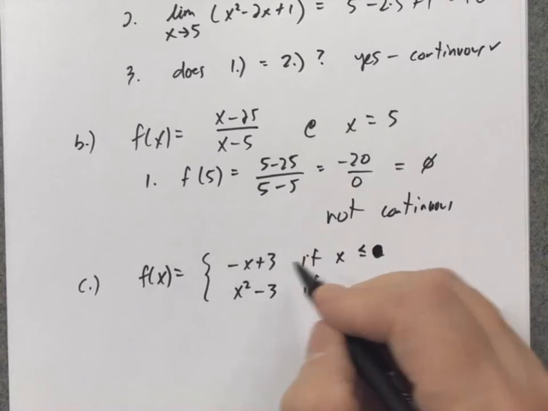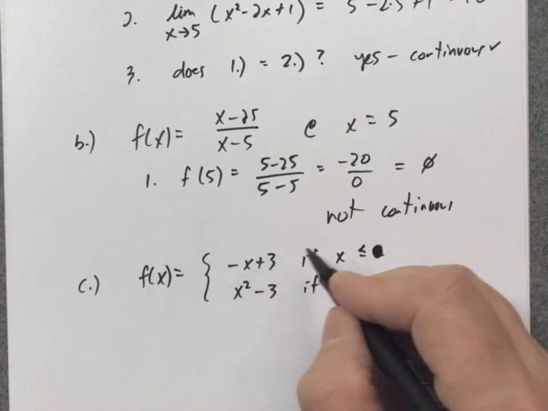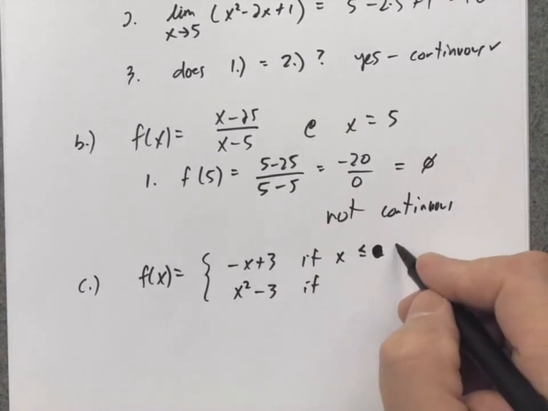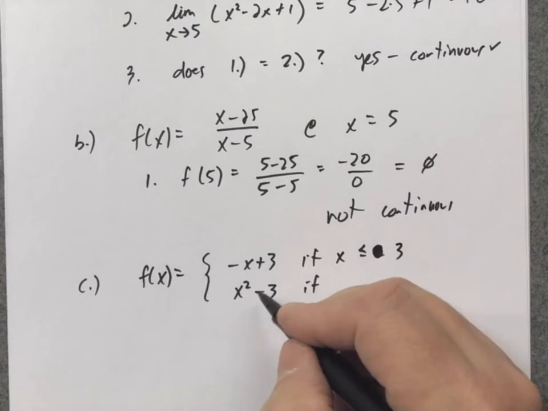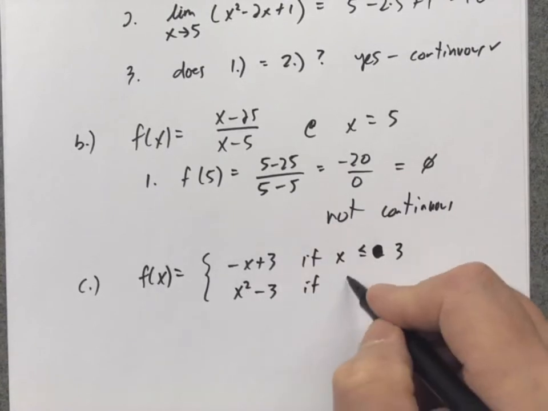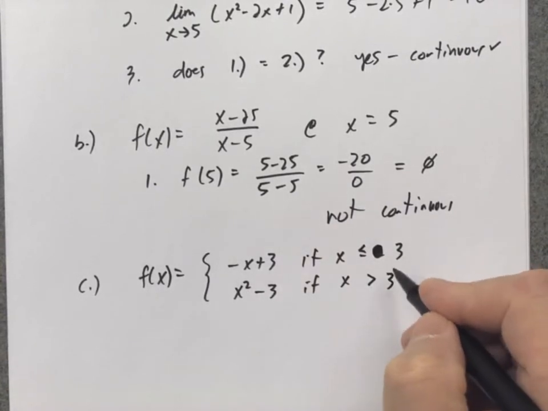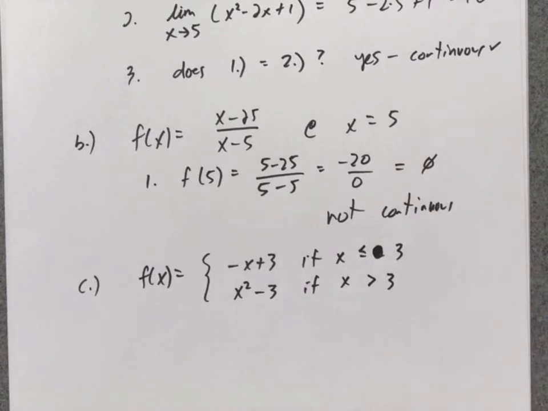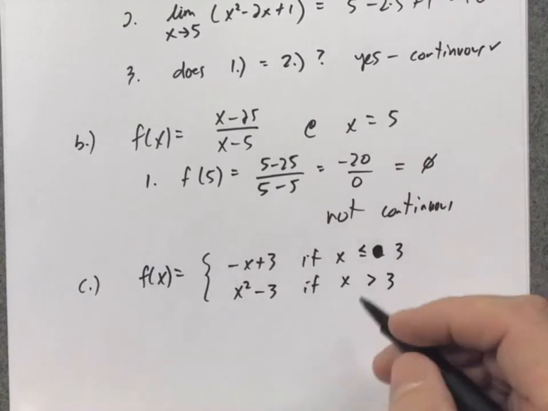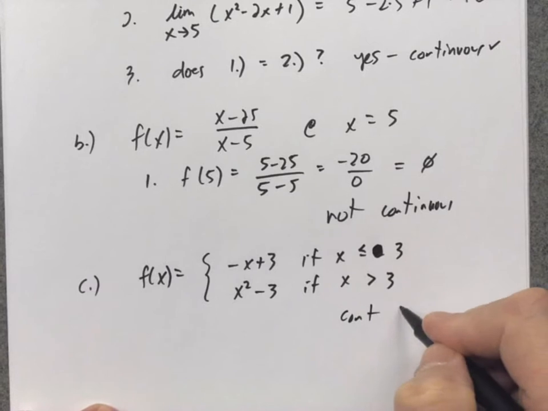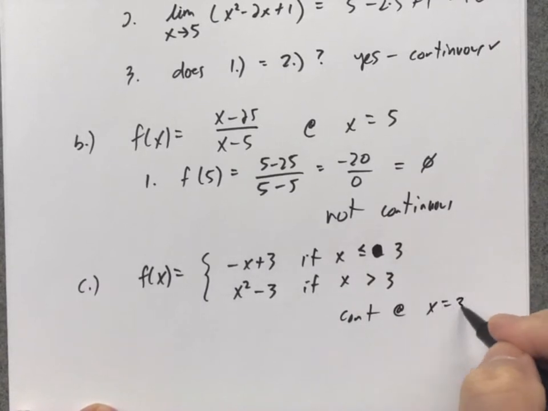So problem C, make sure it's correct. Negative x plus 3 if x is less than or equal to 3. And then x squared minus 3 if x is greater than 3. So sorry about that. So it looks like 3 is our transition point. And they're asking about the continuity at x equals 3.